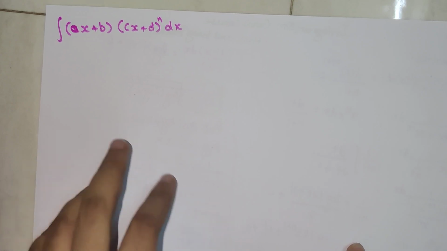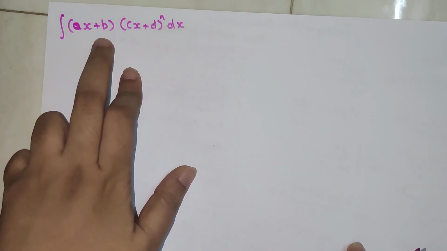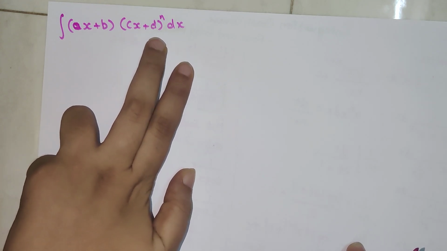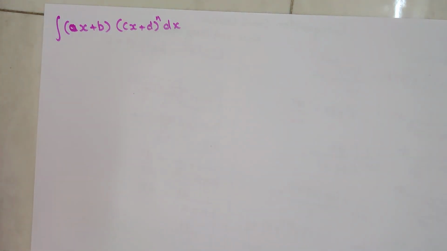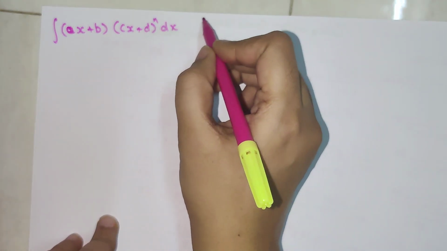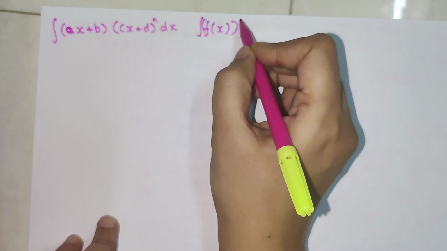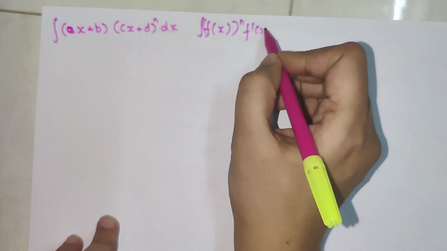So the next property is, if (ax plus b) the whole multiplied by (cx plus d) the whole raised to n. In your textbooks, they have written root of cx plus d to avoid confusion with your earlier property, which was, if f of x the whole raised to n into f dash of x dx.